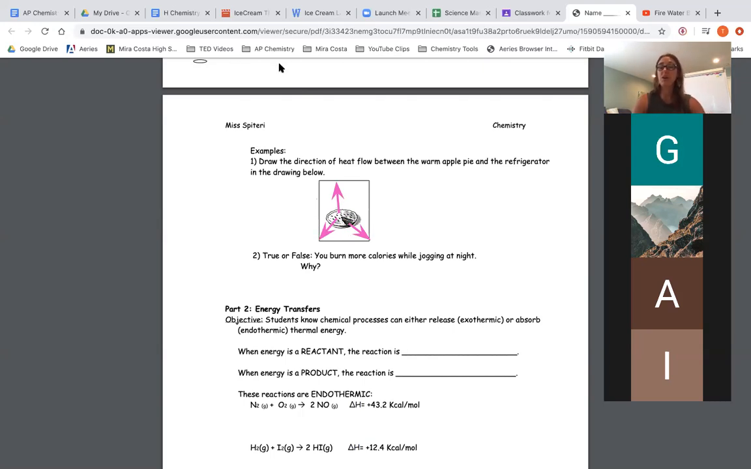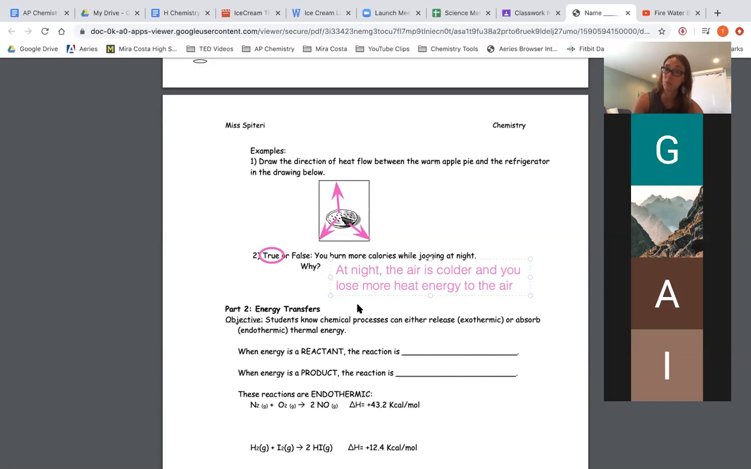Next question says, true or false, you burn more calories while you're jogging at night. Believe it or not, the answer is true. And the reason for this is because at night, the air is colder. And so you lose more heat energy to the air, and then your body has to work that much harder to keep the heat of your body high so that you can continue to power your muscles and all that good stuff. So you actually burn more calories if you work out in a colder environment.